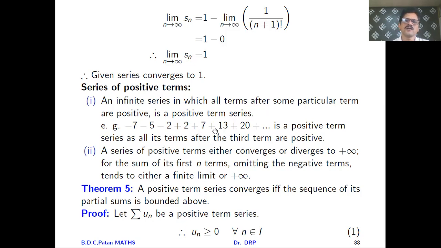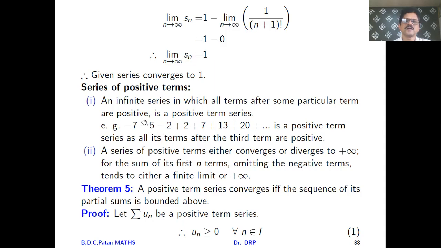Or if all terms in the given series are positive, all terms having positive sign, then in that case also it is said to be a positive term series or series of positive terms. A series of positive terms either converges or diverges to plus infinity. For the sum of its first n terms, if a few terms are negative and a few are positive, what you have to do? Omit the negative terms, and omitting the negative terms, the sum tends to either a finite limit or plus infinity.